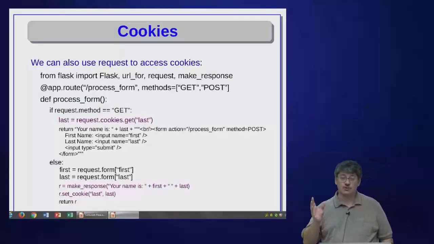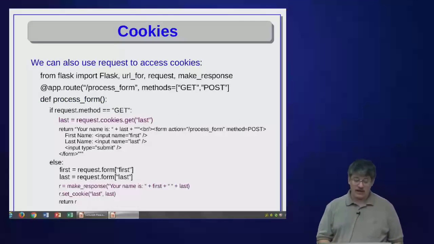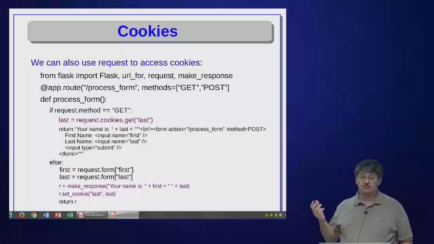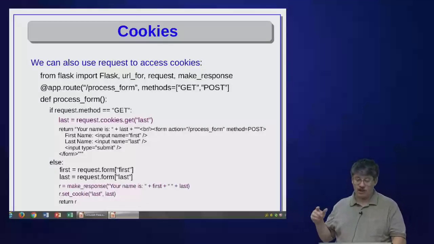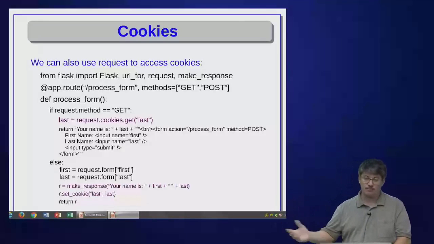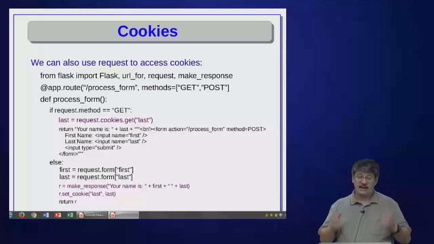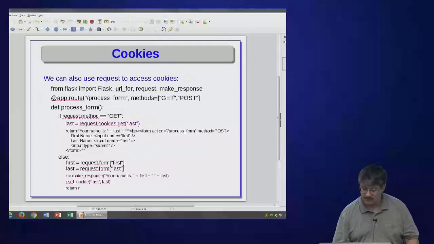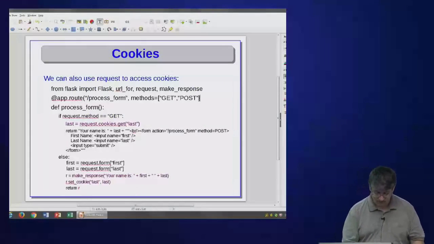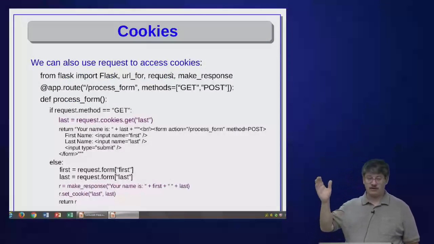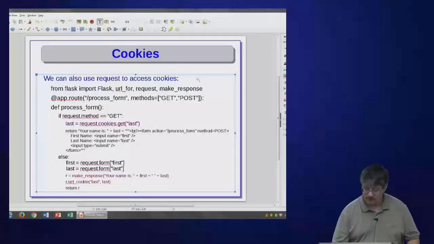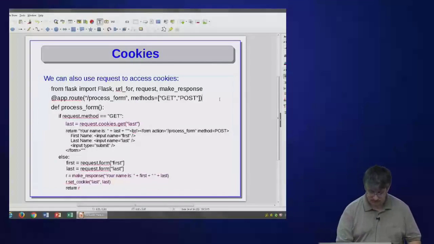We can actually also use request to access cookies. If we want to do that, we need the make_response function. So from flask import Flask, url_for, request, make_response. Again, I have my decorator @app.route, process_form. My methods are GET and POST. I'm actually missing a parenthesis, so let's put that in really quickly. There should just be a parenthesis there. The colon goes with the function.